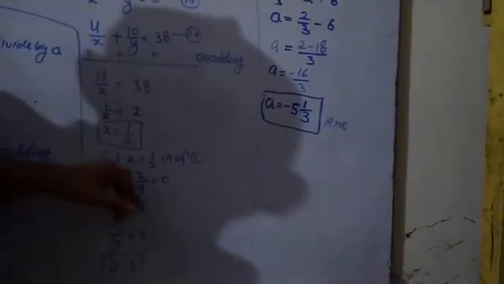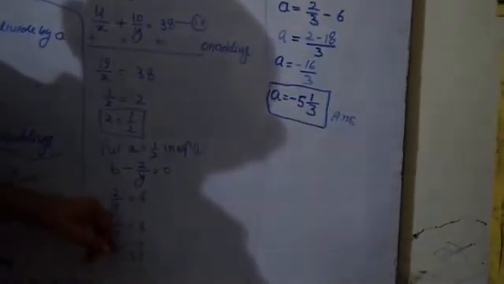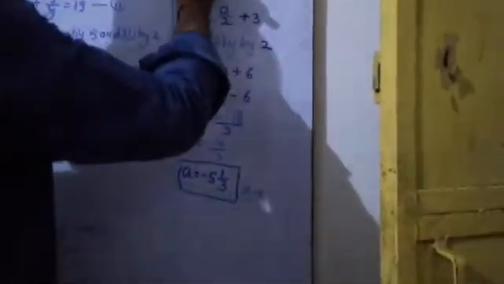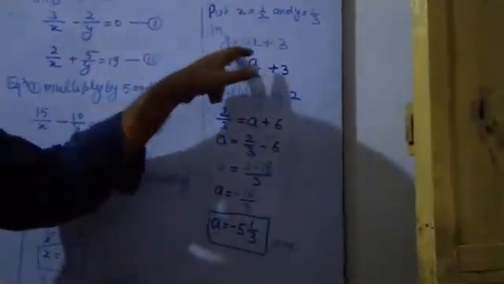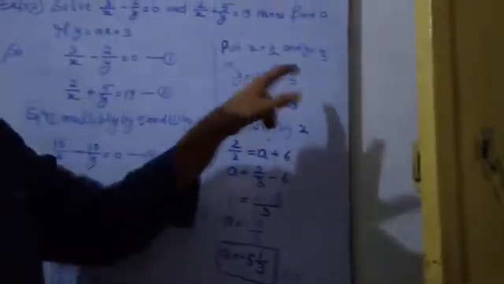Put x equal to 1 by 2 in equation 1. 6 minus 2 by y equal to 0. 2 by y equal to 6, or 1 by y equal to 3, y equal to 1 by 3. Put x equal to 1 by 2 and y equal to 1 by 3 in the equation y equal to ax plus 3.